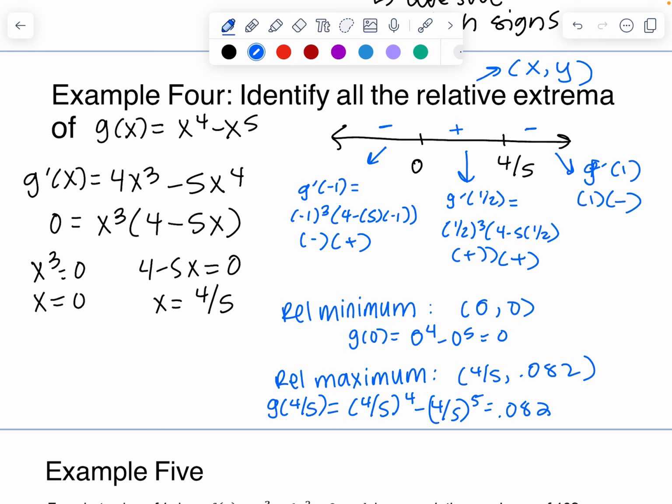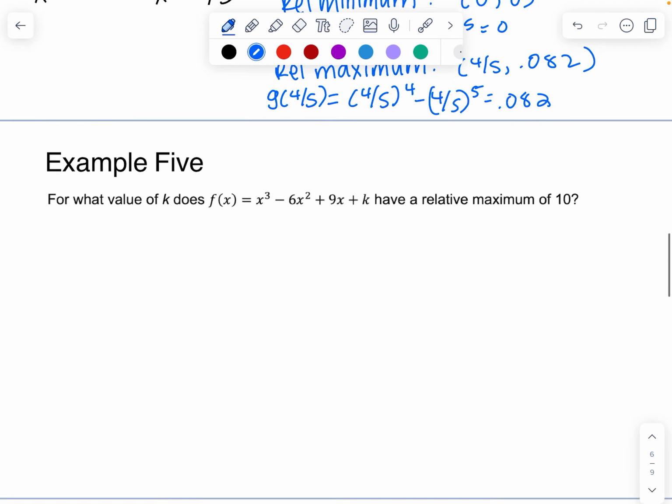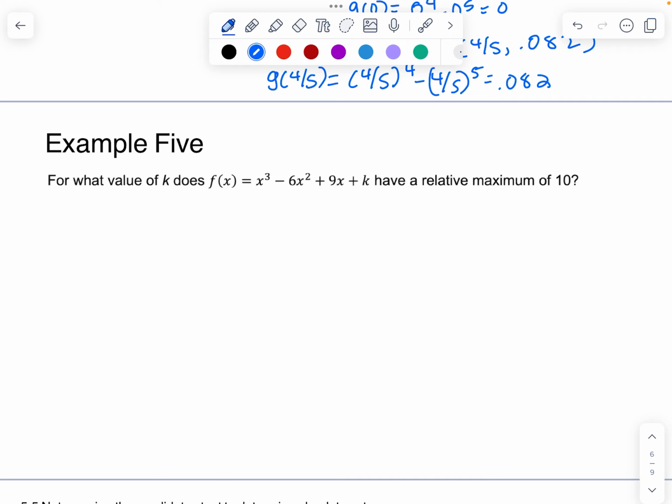Okay, we have one more problem like this, and then we'll talk about one other minor thing. This is kind of more of a challenge problem, but I think you guys can do it. It says, for what value of k does f of x equal x cubed minus 6x squared plus 9x plus k have a relative maximum of 10?